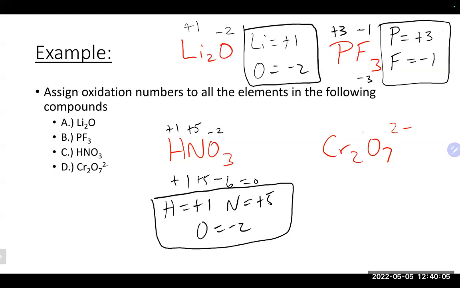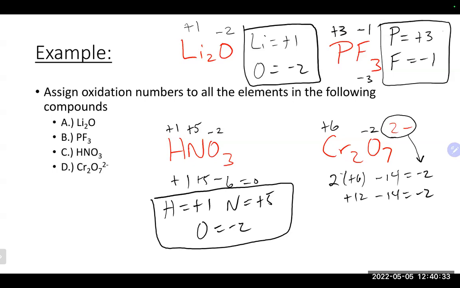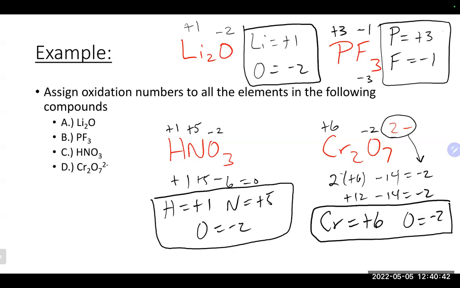Lastly here, a little dichromate action. Oxygen being -2 gives us -14 overall. We do want to end up with -2 because of the ion's charge. In this case, we actually have 2 chromiums, which means each chromium is going to be +6. That's going to be +6 each, giving us +12, -14, -2. So once again, the chromium here will be +6, the oxygen will be -2, and that is the correct way to report the oxidation numbers or states.